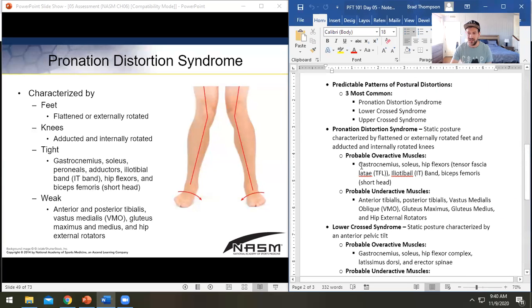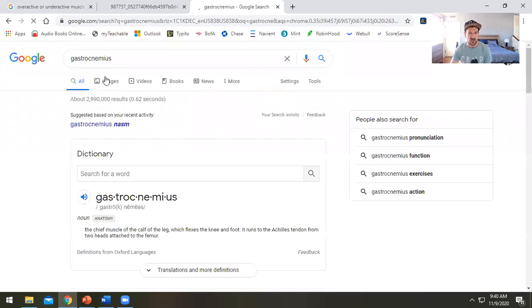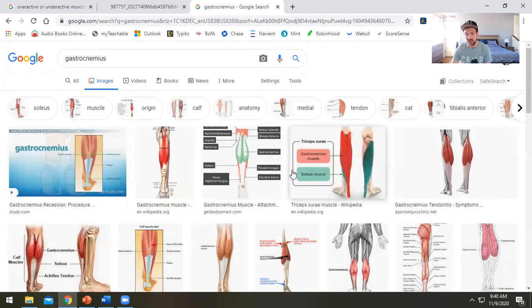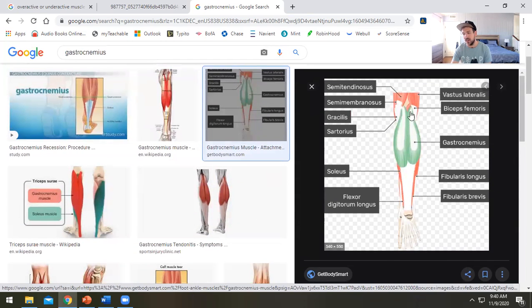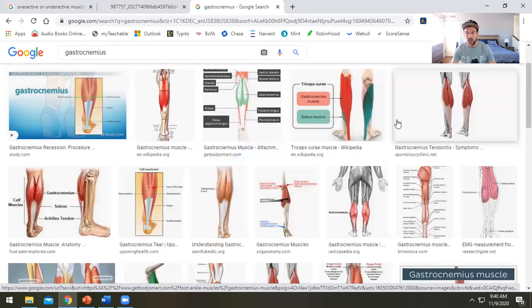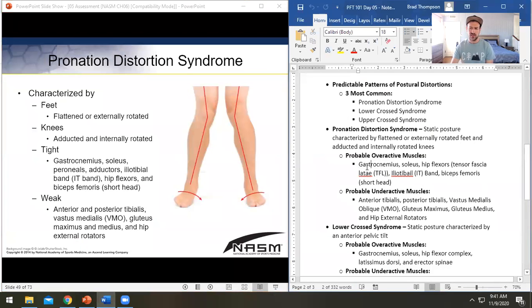The muscles that are overactive are going to be your gastrocnemius muscle. That's your calf. When you look at the gastrocnemius, that's both sides of the calf. You have two sides of these fibers here. You have the lateral fibers on the outside and the medial fibers on the inside. Generally, it's the gastrocnemius in general that's overactive, but generally it's the lateral side that's kind of the big bad here.